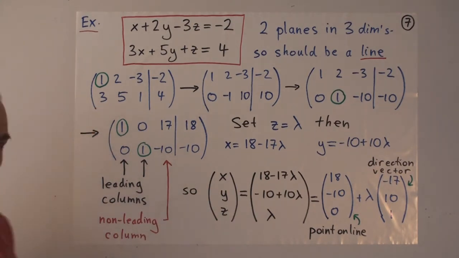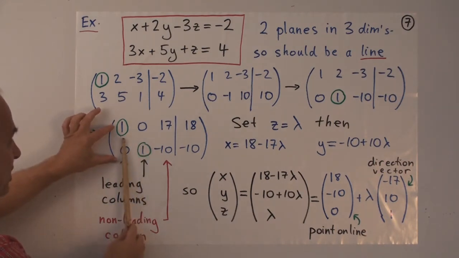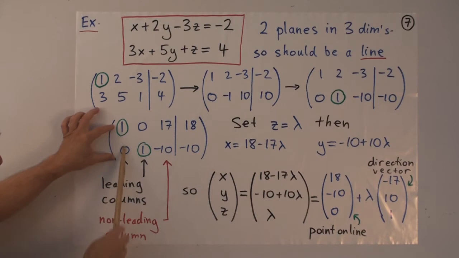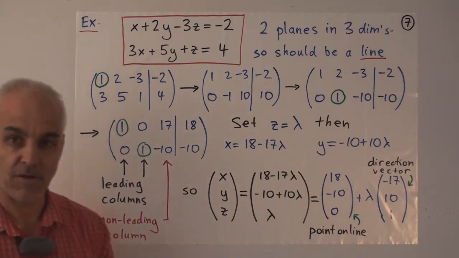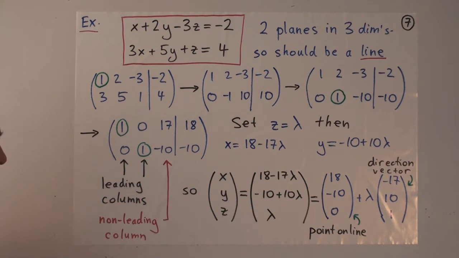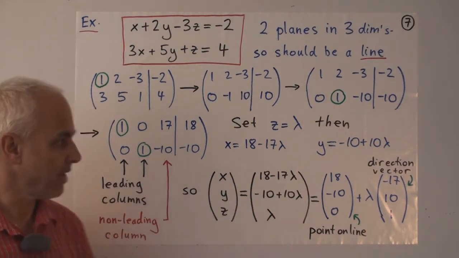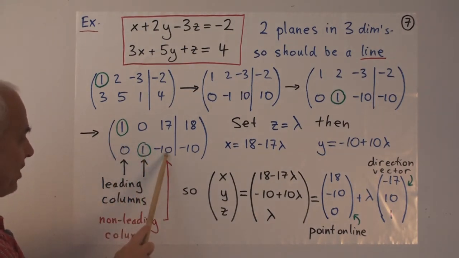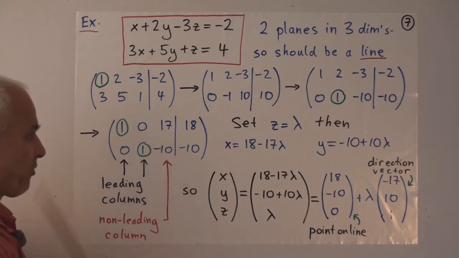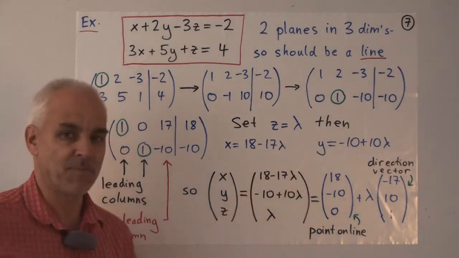Alright, so it's now in fully reduced row echelon form. And I've circled the leading entries, or the pivot entries. And the columns containing those entries are called leading columns. So there are 2 leading columns in this fully reduced row echelon form. And on the left-hand side, there's also one other column. We could say that's a non-leading column. It's the non-leading column that is responsible for the parameter in the solution. In other words, since the variables are x, y, and z, it's the third variable z which corresponds to a parameter. So we set z equals lambda.